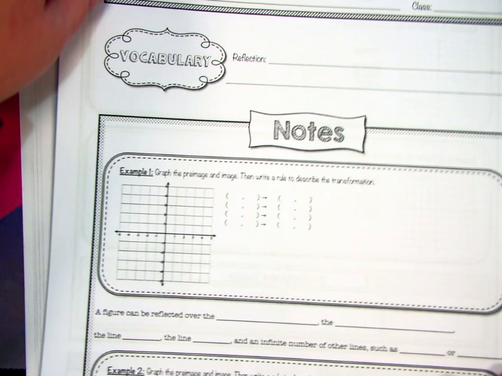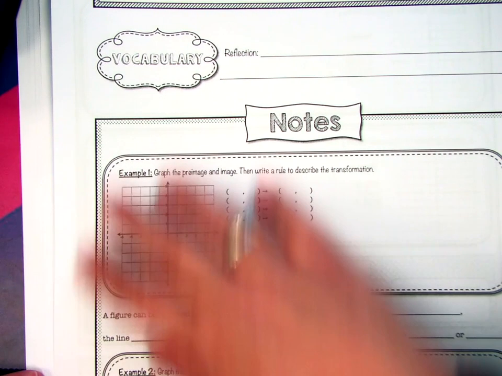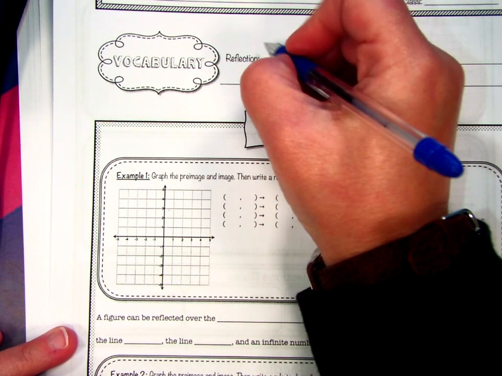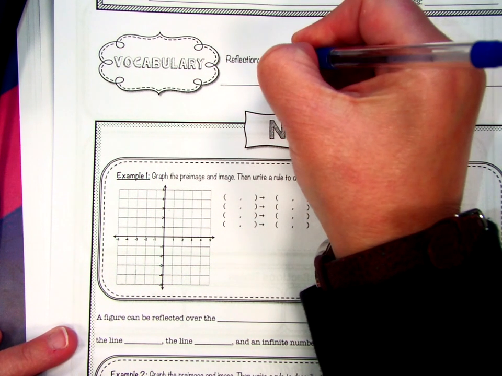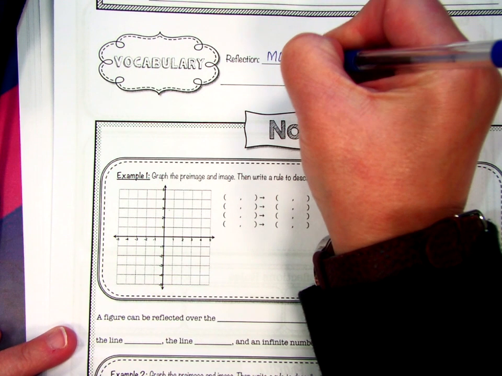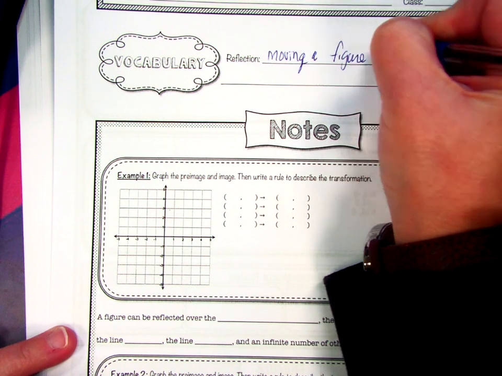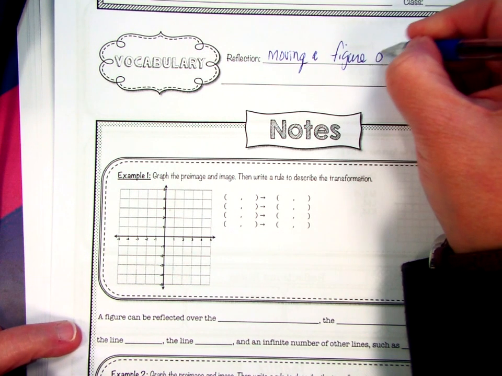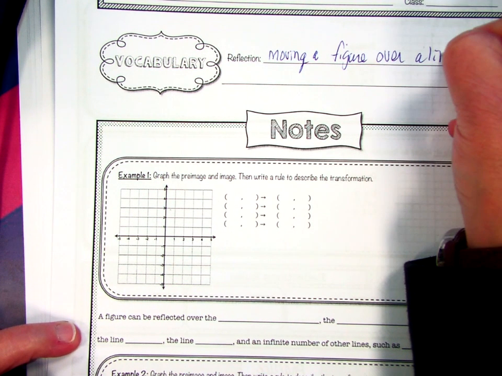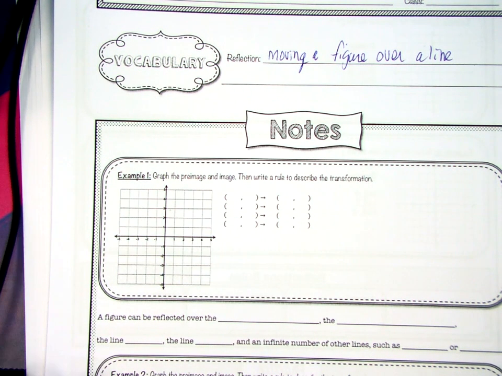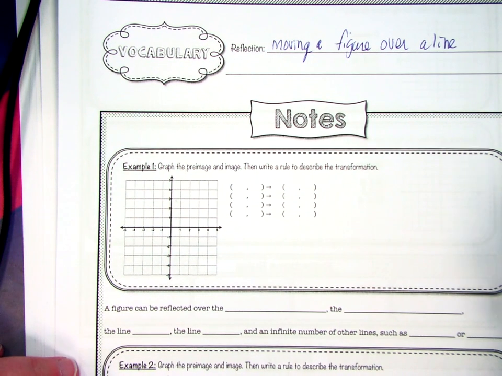Okay. Go into your packet and find the notes on reflections, and we will fill those in together as well. Okay, so a reflection is the process of moving a figure over a line. Now, if it's on a coordinate system, we can write rules for this, and we can figure out rules.